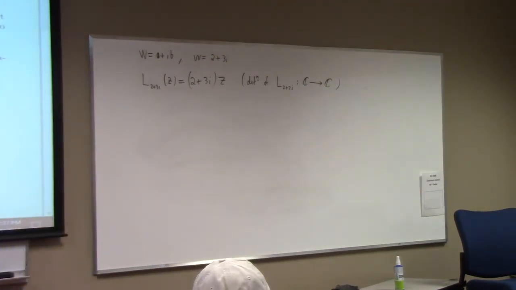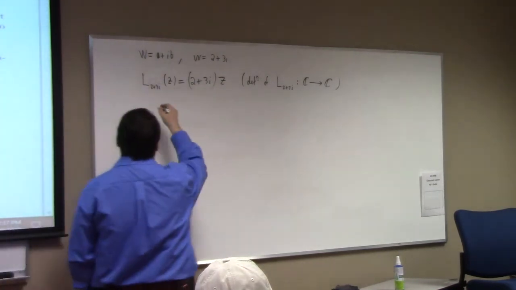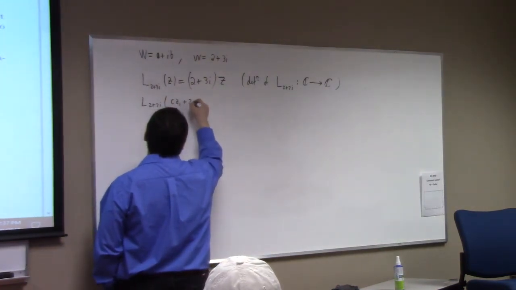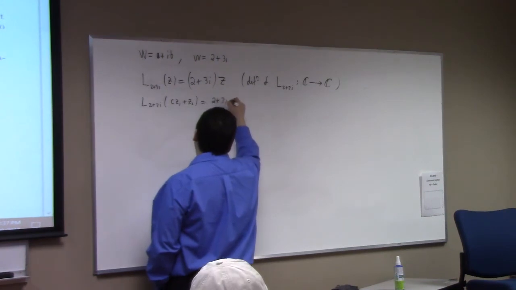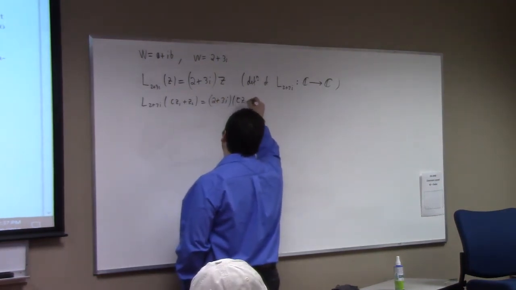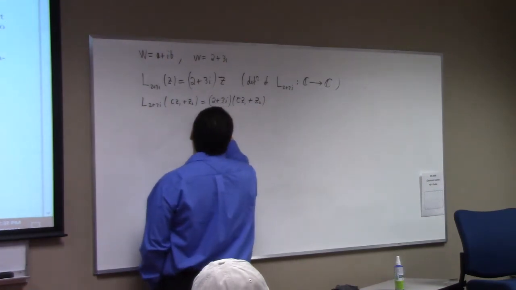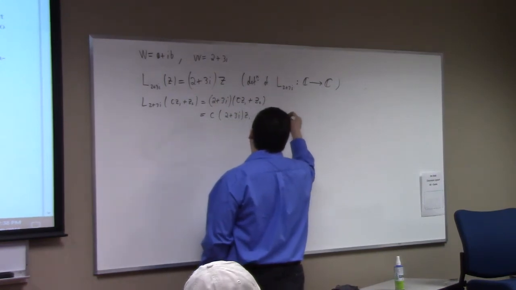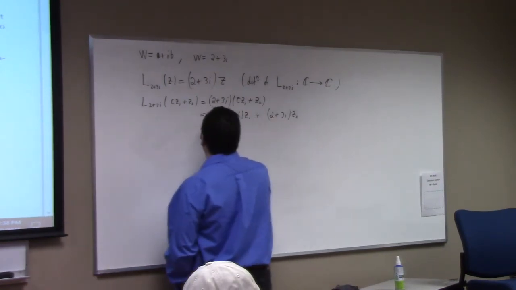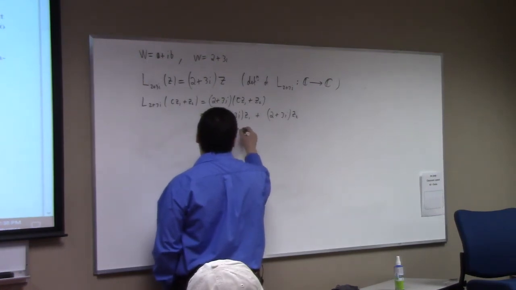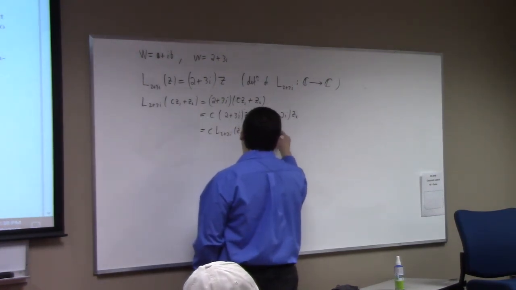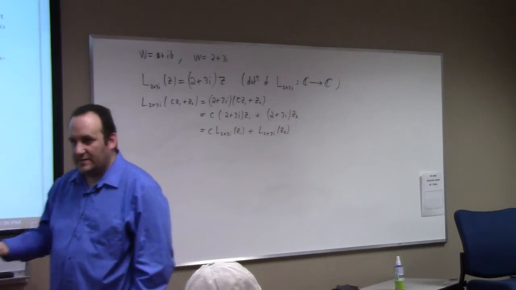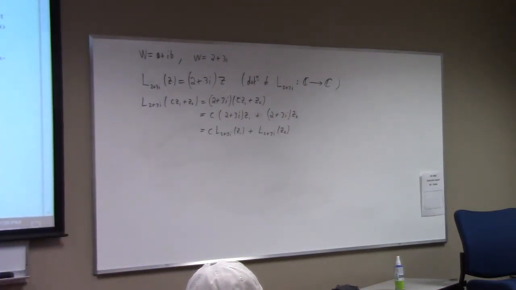It's pretty easy to see that if you did L of 2 plus 3i applied to cz1 plus z2, you get 2 plus 3i times cz1 plus z2, but you can pull the constant out. You've got 2 plus 3i times z1 plus 2 plus 3i times z2, which is to say c times L sub 2 plus 3i of z1 plus L sub 2 plus 3i of z2. I'm not sure that's even needed for this problem, but just so we're on the same page, it is a linear transformation of the complex numbers. All right?